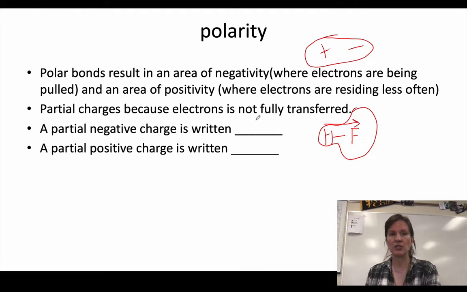And the way partial charges are written is this weird lowercase delta. So partial negative is a lowercase delta in Greek, and then partial positive. So over here, the fluorine, this one would be partially negative because the electrons are being pulled in that direction, and the hydrogen would be a partial positive.